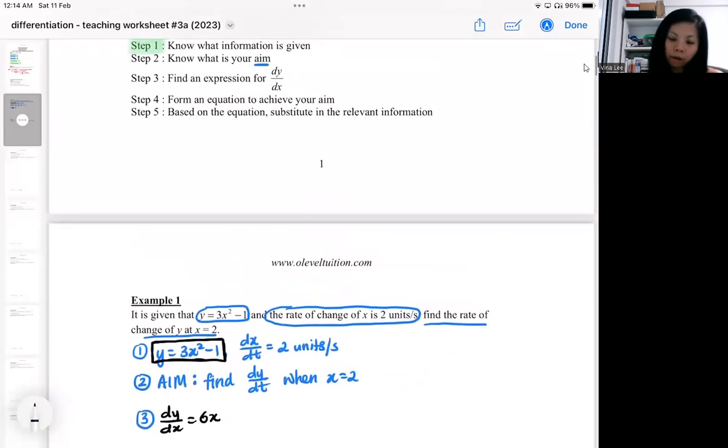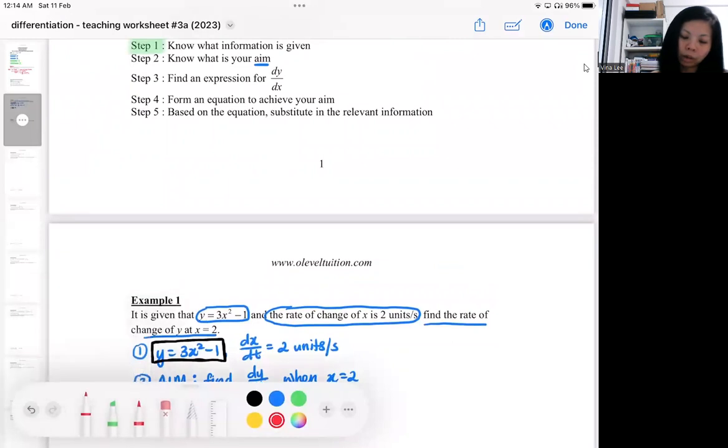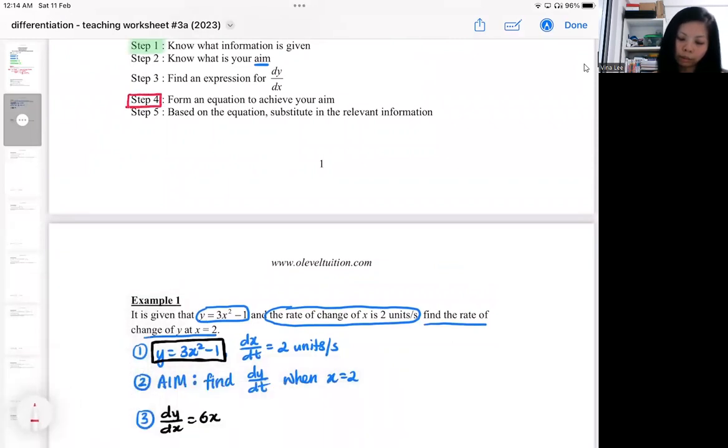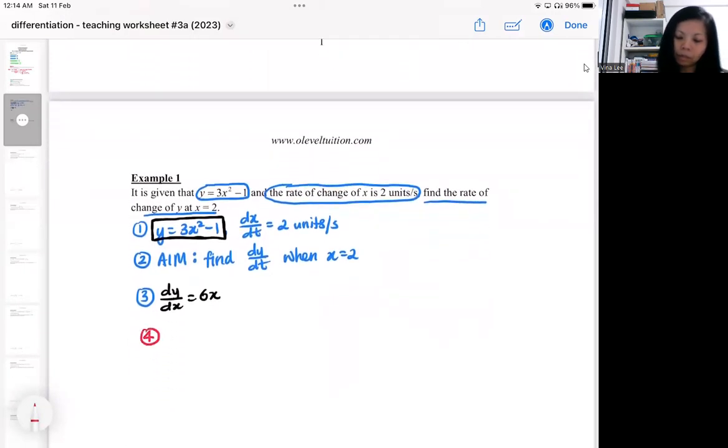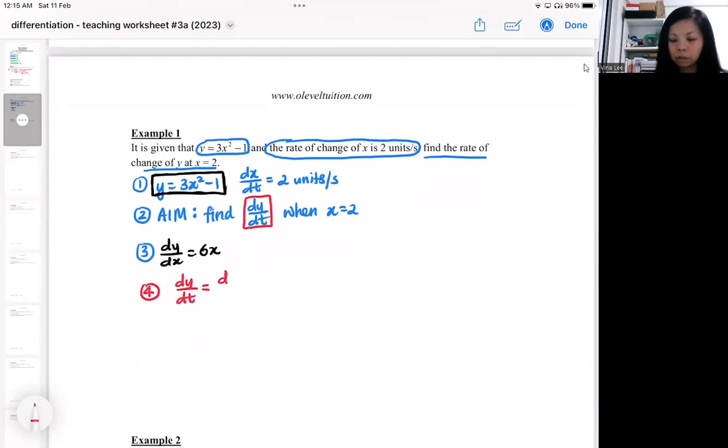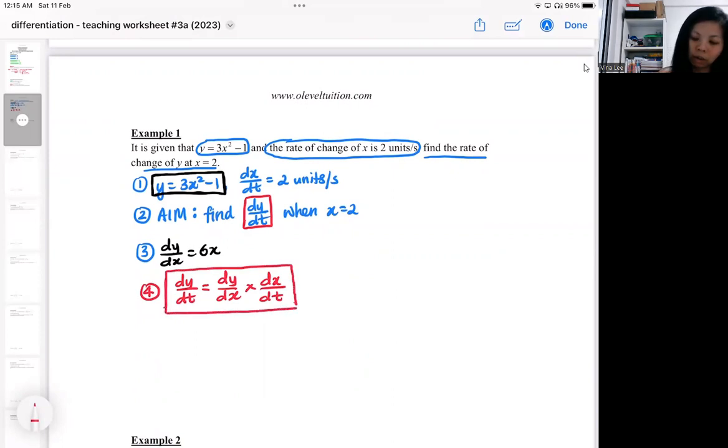So the 4th step may be the more challenging one. You got to form an equation to achieve your aim. So your aim is this. There is a basic formula involving this. So dy dt, there is a fixed formula. Some students or some teachers introduce the formula like this. So this is the generic formula that you might want to follow.